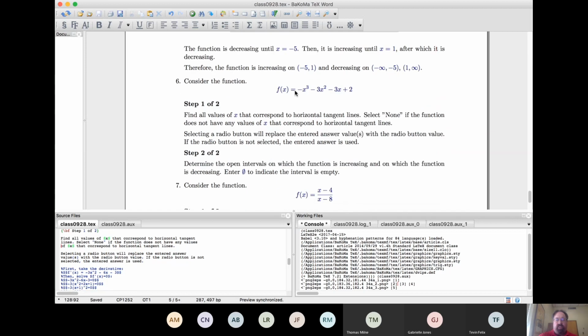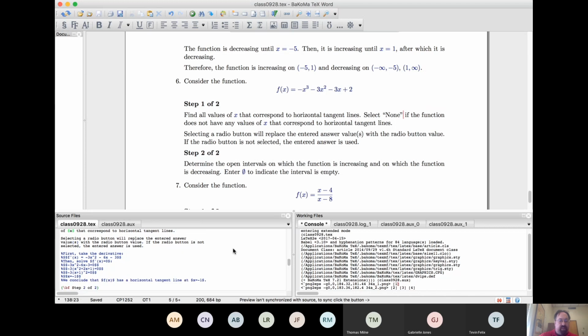All right, here we have a function that is a cubic. And like before, you're asked to find where there are horizontal tangent lines. And if there are no such values, it has a radio button for none, and that's what you would choose in that case. All right. Then after we have that information, we'll see where it's increasing or decreasing.